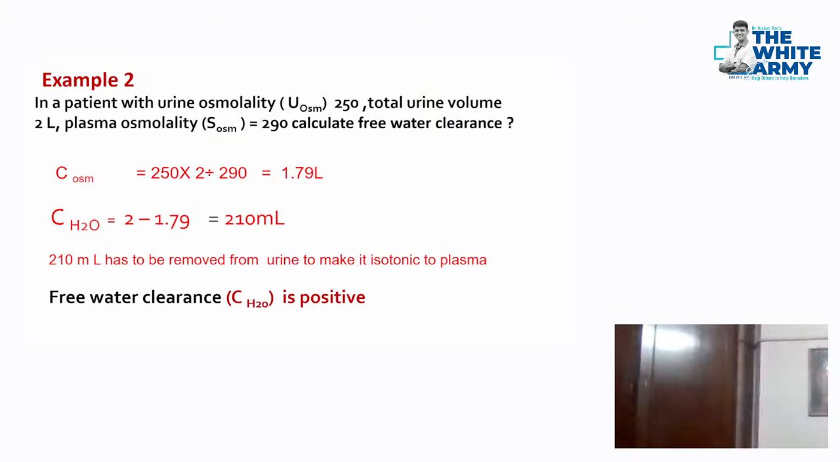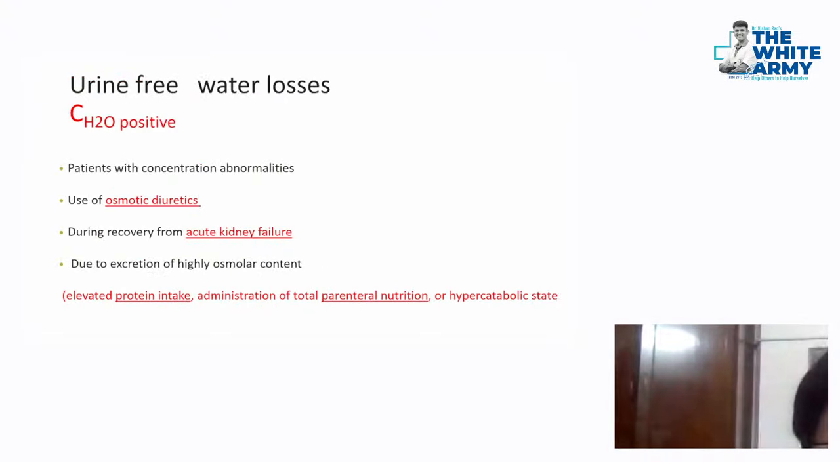So the bottom line is, if the urine osmolality is lower than the plasma osmolality, that means the urine contains more water than is required. And it is probably because of the deficient action of antidiuretic hormone. So what are the causes of positive free water clearance? That means the urine contains excess water.